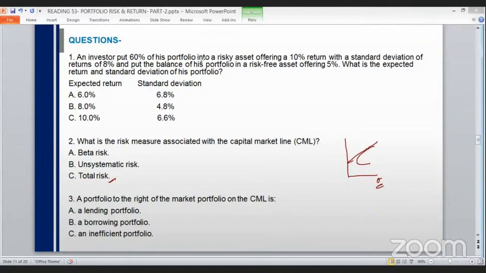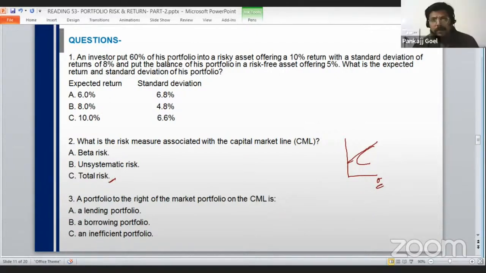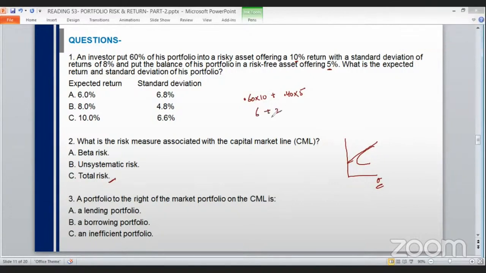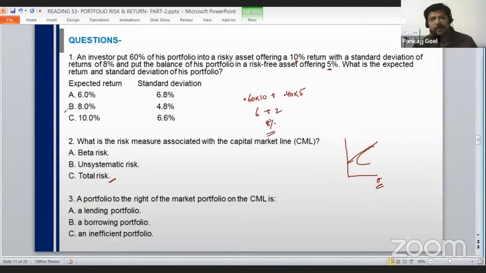हाँ जी. फर्स्ट क्यों नहीं निकला आपका सिद्धि? An investor put 60% of his portfolio to a risky asset offering 10% return, and the risk-free return is 5%. So logically think, 60%, so 0.60 into 10, plus the rest of the money is invested into the risk-free one. So risk-free is 40%, so 40 into 5. Is it fine? So this is 6 plus 2. So this is 8%.